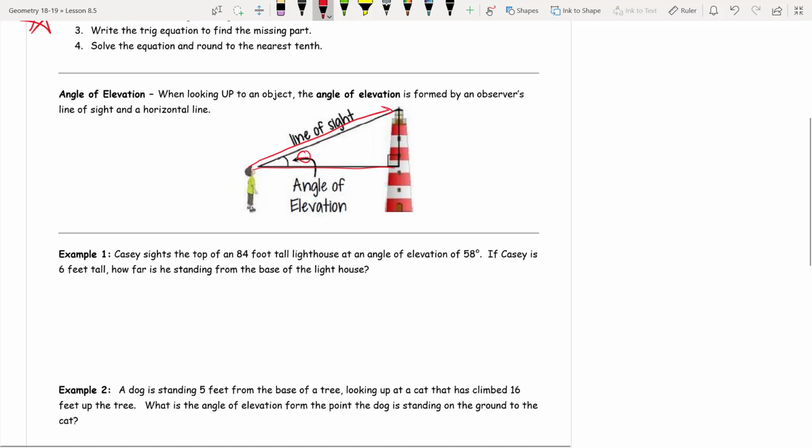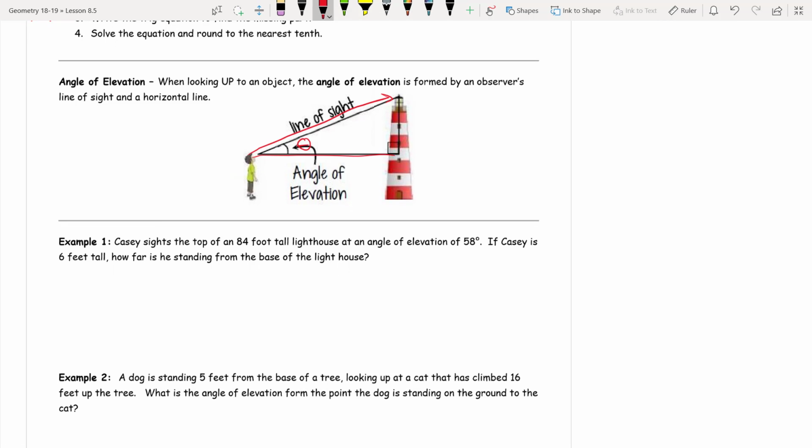If we look at this example, they tell us that we've got a lighthouse, so we can use our picture up here, or we can just draw a picture. So here's my lighthouse. Terrible picture, but we're going to work with it. It says that Casey sights the top of an 84-foot tall lighthouse at an angle of elevation of 58 degrees. So we've got our little stick figure down here.